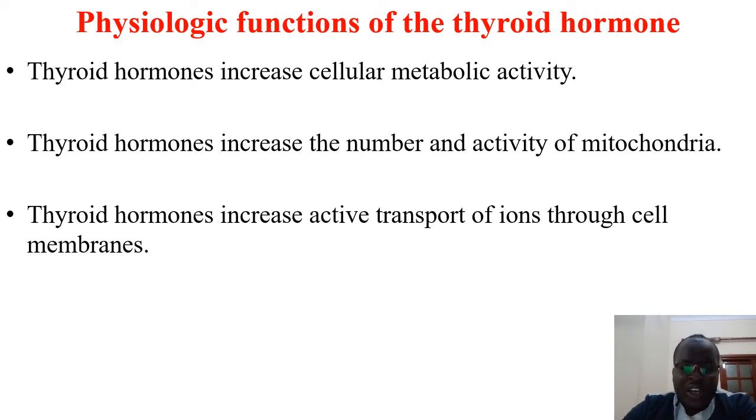Thyroid hormones increase active transport of ions through the cell membrane. Why? It's because an increase in the thyroid hormones is going to increase the production and translocation of the sodium potassium ATPase pump that is involved in active transport.